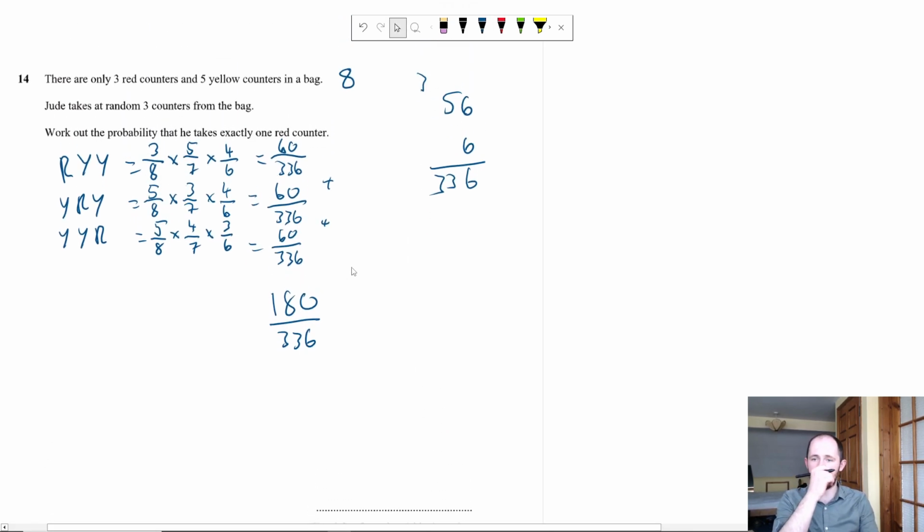Again, I think that's relatively generous. Probability, you just need to kind of write out all the combinations and then work out the probability for each. Add them all up, generally speaking.